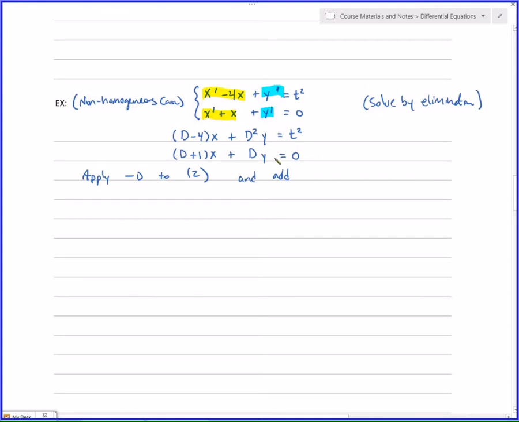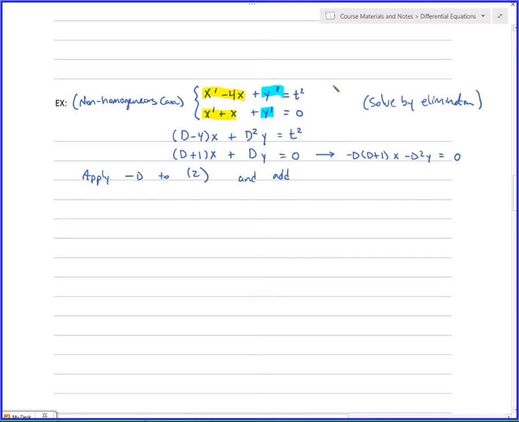So negative D applied to 2, I'll just come off to the side here and write out what I get. It's negative D times D plus 1 x, minus D squared y, and then D applied to 0. The derivative of 0 is 0. In this case, you're going to get away with that. In a minute, when we come back and need to eliminate x, we're going to have to apply something to the first equation. You've got to remember, when you apply D, you're not multiplying by D, you're actually taking the derivative. So on the right-hand side, you're going to have to take the derivative of the t squared thing. We'll see that when we get to it.